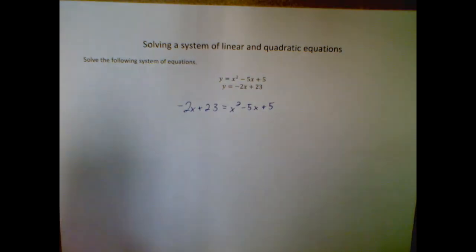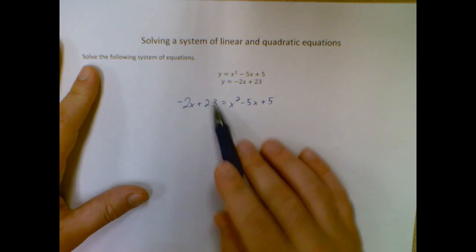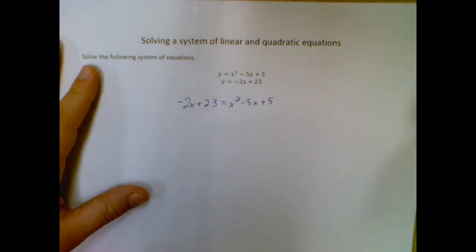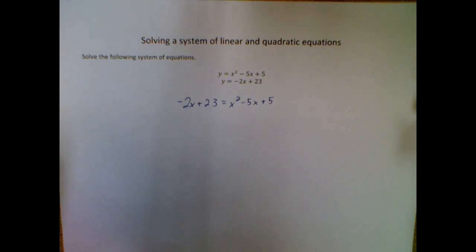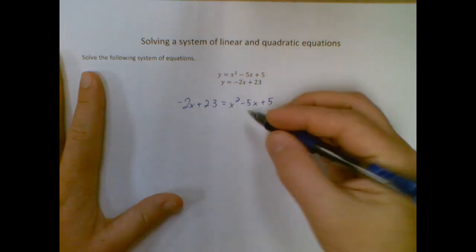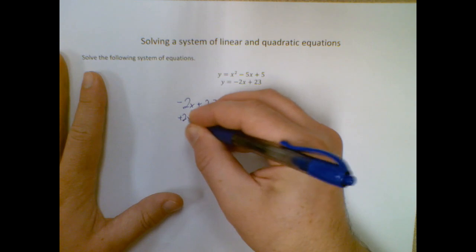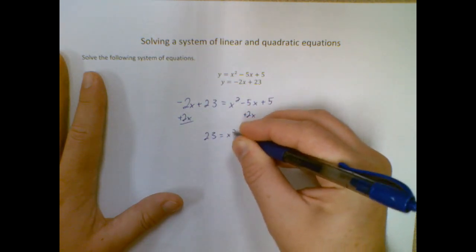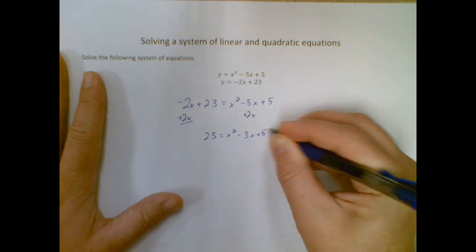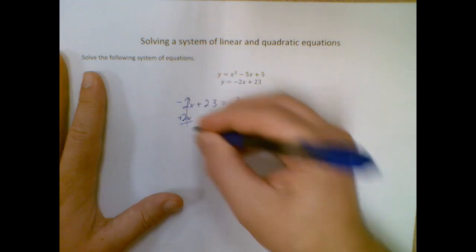So right now I only have x's, so I'm going to try and solve this. So I'm going to go ahead and move these over here so it's equal to 0. Then I can actually start using my solving methods, either the factoring or the quadratic formula or whatever you would like to use there. So I'm going to go ahead and add the 2x over. Subtract the 23. There's going to be a lot going on in this one, so I'm going to go ahead and write these parts out.